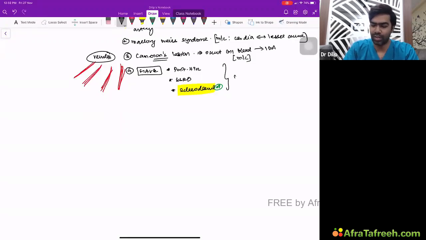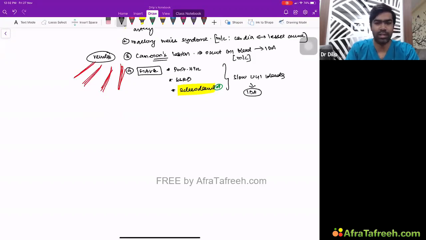Remember, usually associated with slow bleeds, slow UGI bleeds, which means occult bleeding resulting in iron deficiency anemia. This is the commonest presentation. Usually that kind of massive UGI bleeds are very rare. Acute bleeds are very rare.